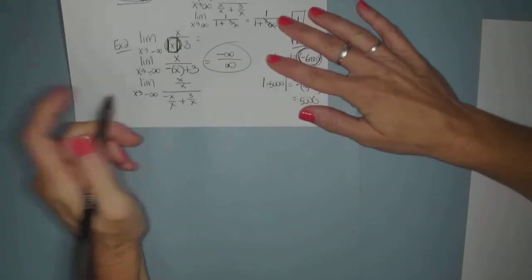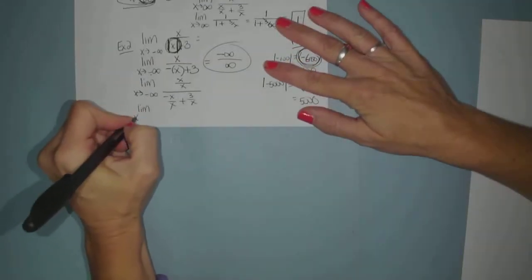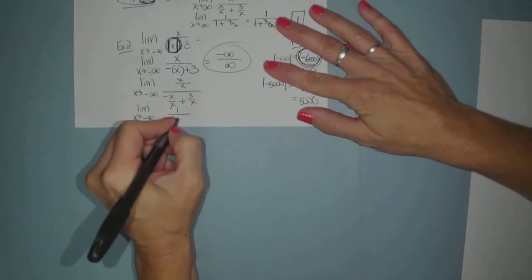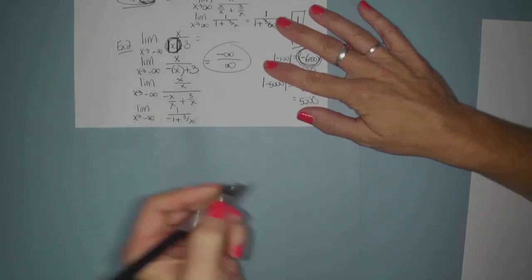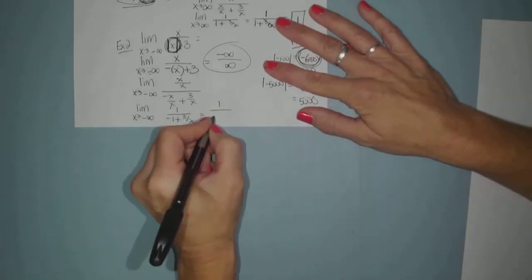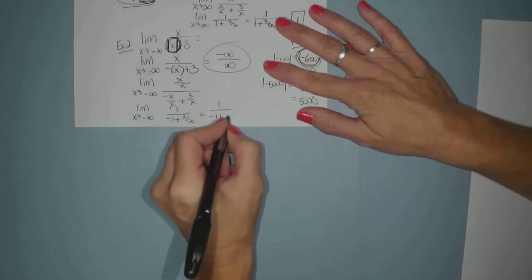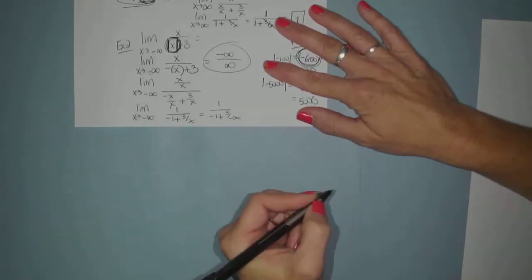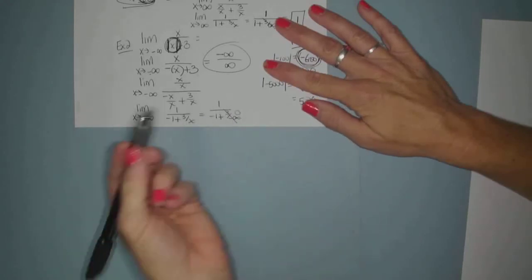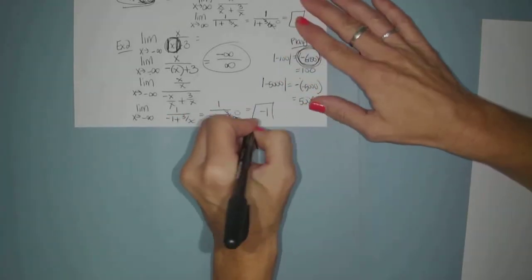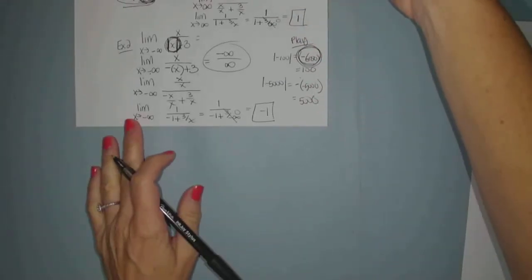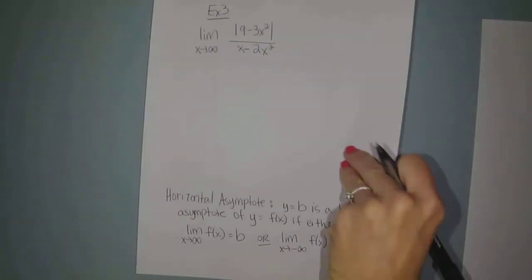When I reduce, I get the limit as x approaches negative infinity of 1 divided by negative 1 plus 3 divided by x. Plug negative infinity back in, and I have 1 over negative 1 plus 3 divided by negative infinity. This guy approaches 0. So 1 divided by negative 1 is negative 1, and that is the answer to this limit. Okay, let's take a look at one more. Example 3.